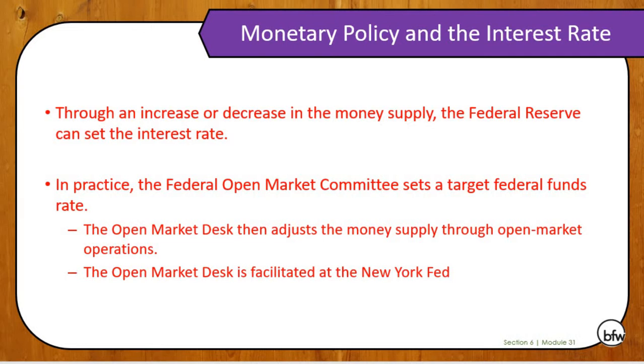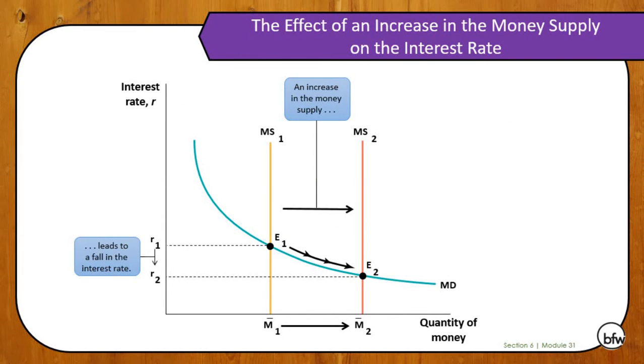Through an increase or decrease in the money supply, the Federal Reserve can set the interest rate. In practice, the Federal Open Market Committee sets a target federal funds rate. The way that they do that is through open market operations. So they'll adjust the money supply. They'll either buy U.S. government bonds and increase the money supply, or they'll sell U.S. government bonds and decrease the money supply.